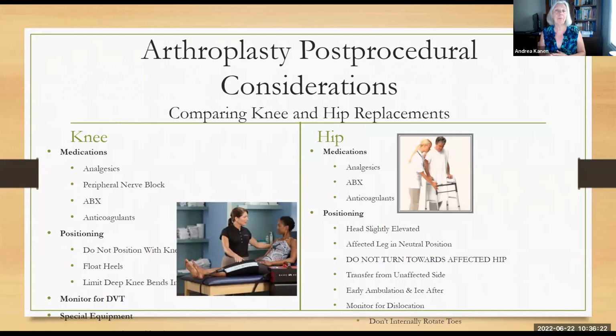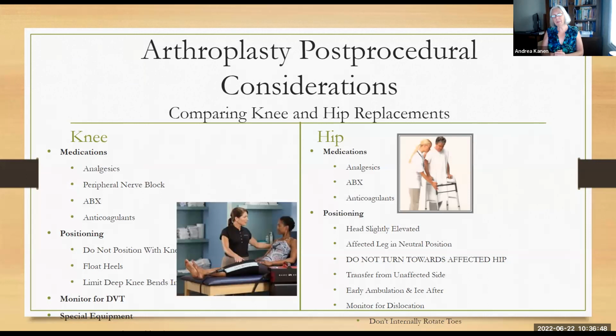They need to be up and moving as much as possible, because otherwise you start to get too many complications developing. So we want to try to walk them early and at least three times a day. And then you're just going to ice after and keep that swelling under control. What else do we need to think about?